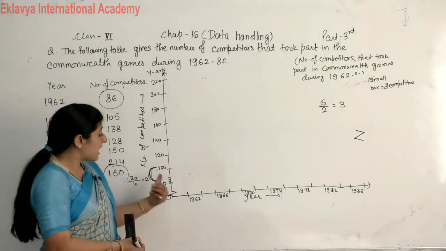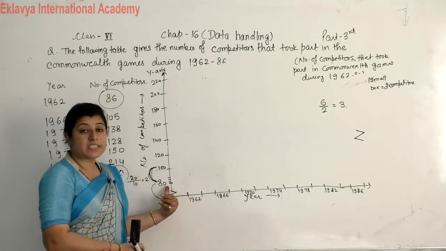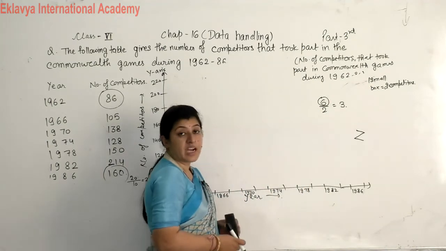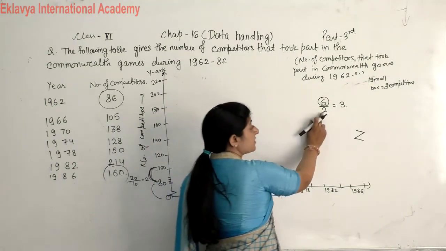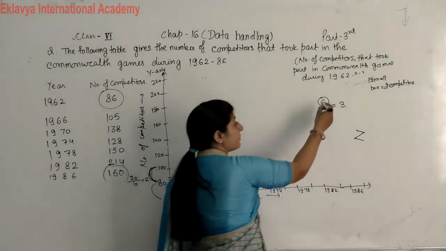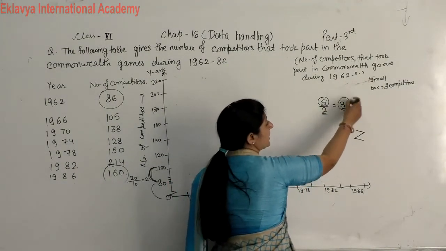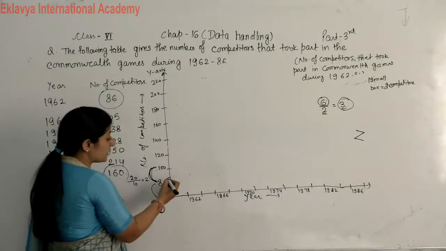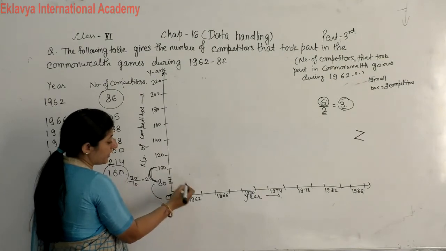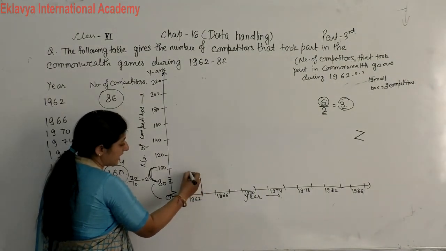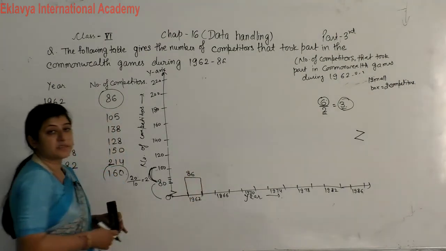Again listen, after 80, 80 plus 6. We need 6 competitors after 80. Each scale part represents 2 competitors. It means 6 by 2 is equal to 3. 3 more lines we require for making 86. So this one is 80, 82, 84, 86. It means in 1962 we can say 86 competitors.